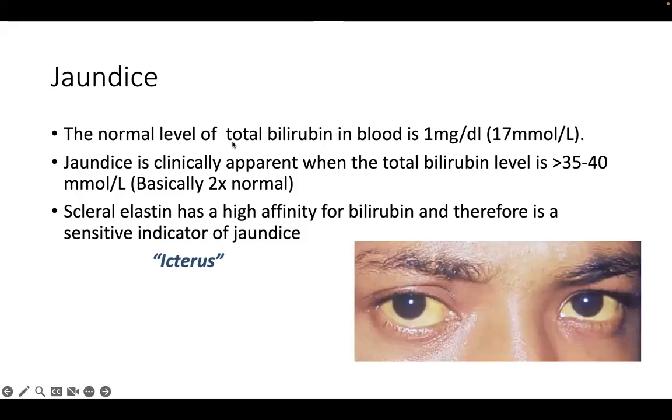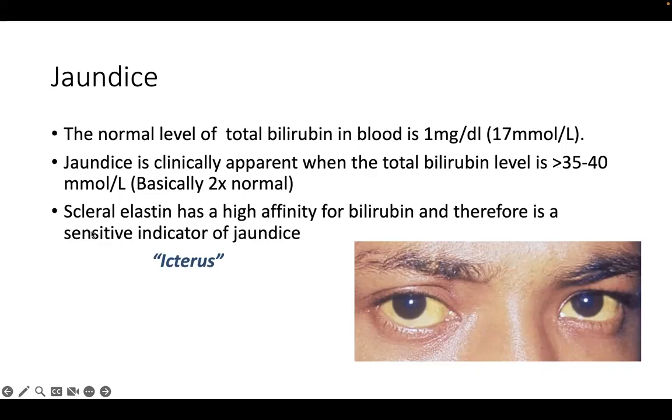So jaundice, how do you quantitatively categorize jaundice? The normal level of total bilirubin in the blood is 1.0 milligram per dL, or 17 micromoles per liter. Clinically apparent jaundice will be there when the total bilirubin is more than 35 to 40. So basically double, that's what you need to remember. Jaundice is clinically apparent when the total bilirubin level is more than 35 to 40 micromoles per liter.